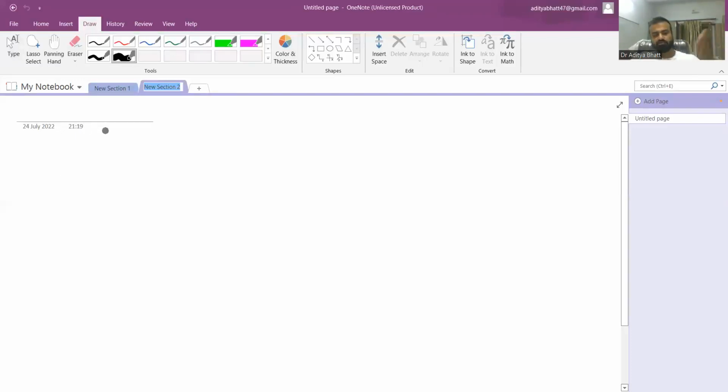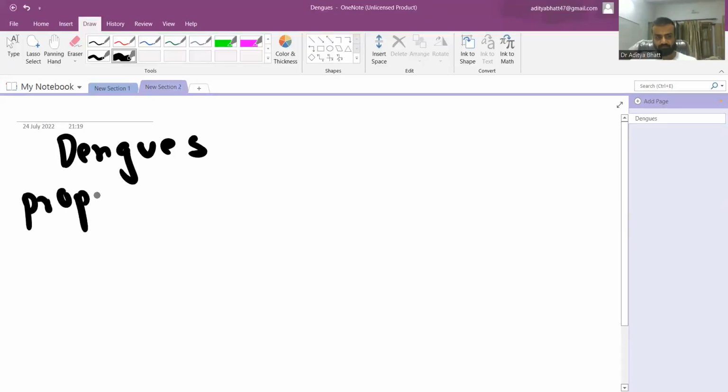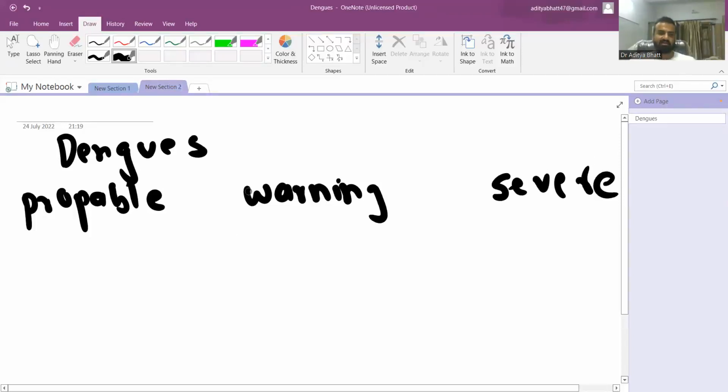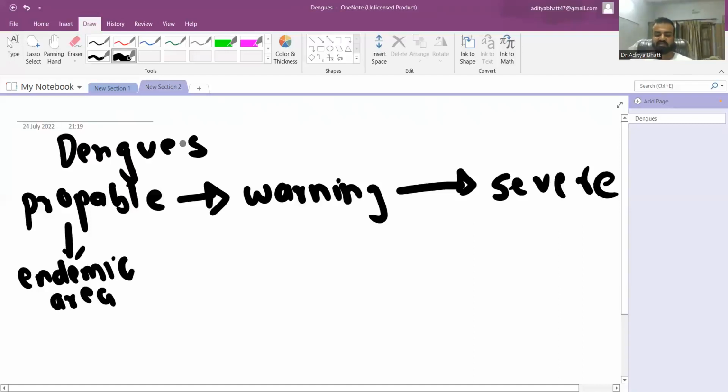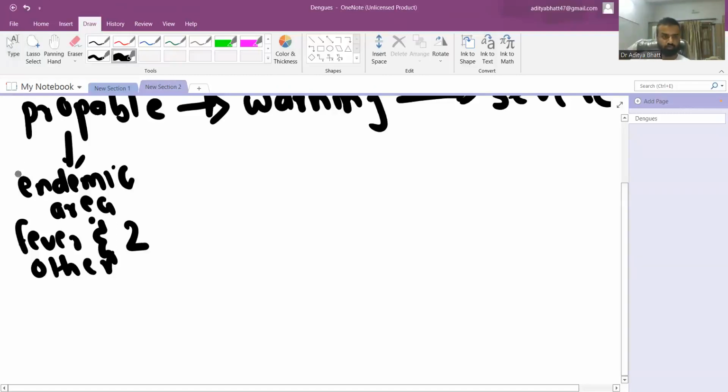So now we'll take the spectrum of dengue. Dengue is generally classified as probable dengue, dengue with warning signs, and severe dengue. As you might have guessed, it goes from this to this to this. Initially you have probable, then it becomes warning, then it becomes severe. Probable dengue is when the person lives in or visits a dengue endemic area, with fever and 2 other out of the list that I'll put forth here.